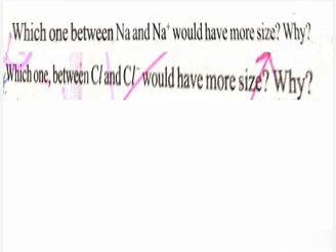Hello students, in the last topic we discussed atomic radius and how it changes in groups and in periods. Atomic radii is nothing but the distance between the center of the nucleus and the outermost shell electron of an atom. This distance is called the atomic radius. It is measured in picometers.